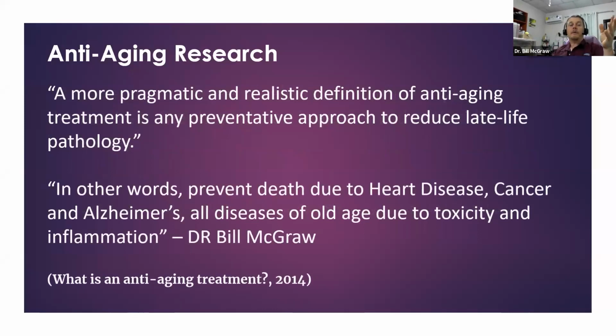So a more pragmatic and realistic definition of anti-aging is a preventive approach to reduce late life pathology. What does that mean? In other words, prevent people from dying of typical arteriosclerosis, cancer, Alzheimer's. Those are the top 3 killers of the elderly. 2 out of 3 people over the age of 80 are going to die of Alzheimer's. What causes Alzheimer's? Toxicity from heavy metals, glyphosate, right? Inflammation of the nerve cells in certain parts of the brain, right?